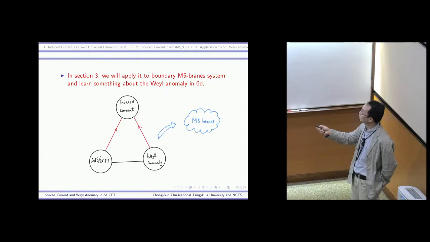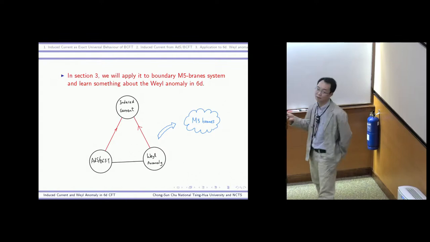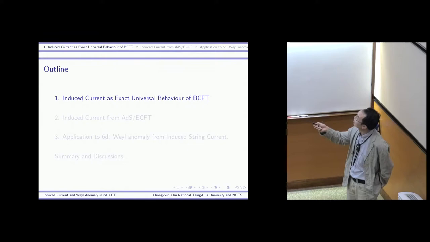So in four dimensions, this picture is complete. We understand all this well, and we also understand the connection. In six dimensions, we can derive the induced current from AdS/BCFT. We expect there will be some Weyl anomaly, but we don't know it. So we will use this triangle to deduce the properties of the Weyl anomaly. That's the idea. So first, I will talk about this induced current.